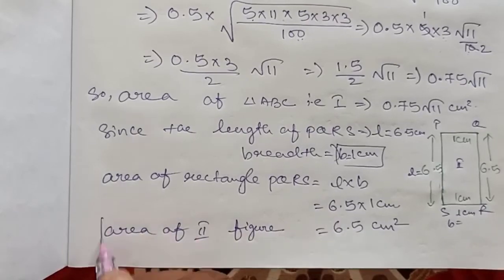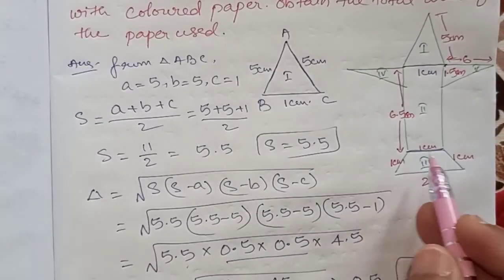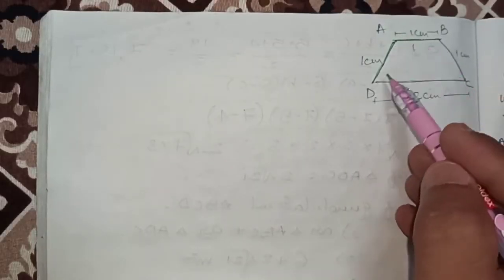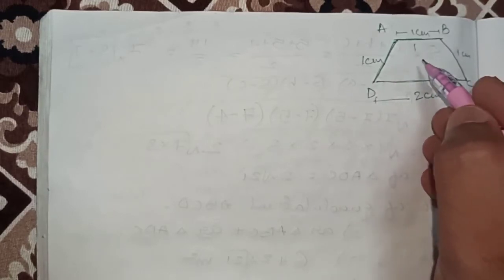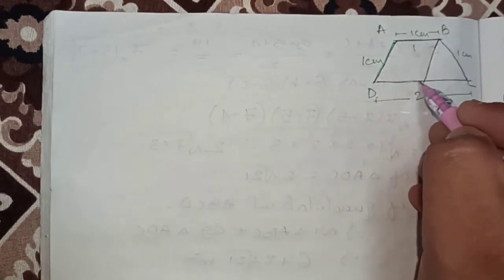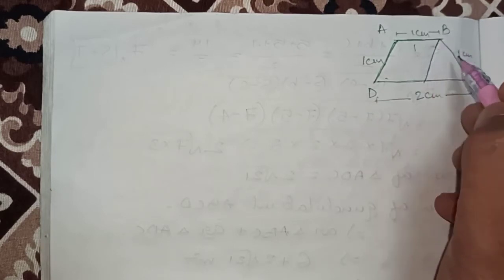Okay, this is the area of the second figure or second portion. Now we will find out the area of the third portion. This third figure looks like a trapezium, in which two parallel lines are given and two slanted lines are given. So if we join one of its lines in this way, then we will get this figure as a parallelogram and this figure as an equilateral triangle.